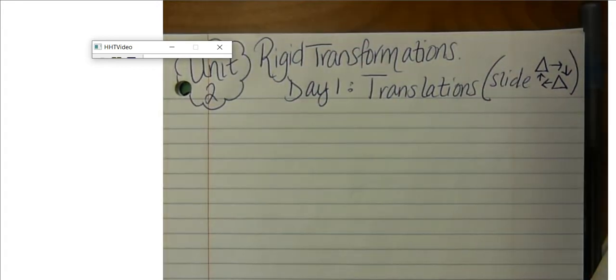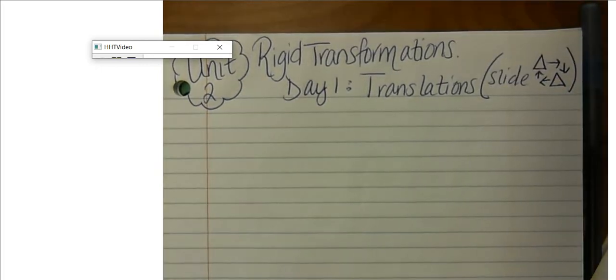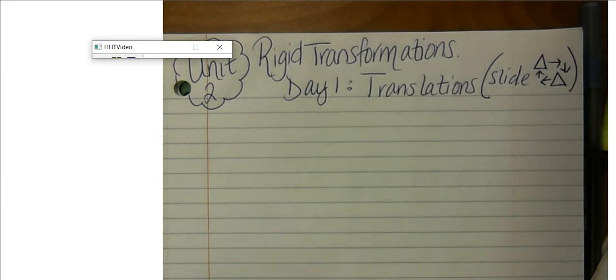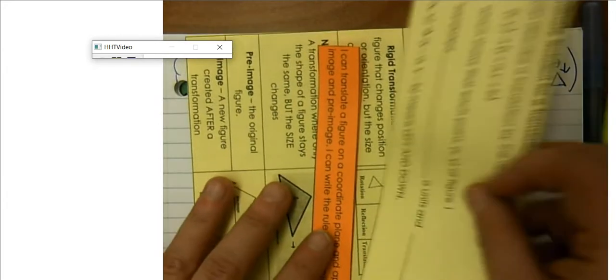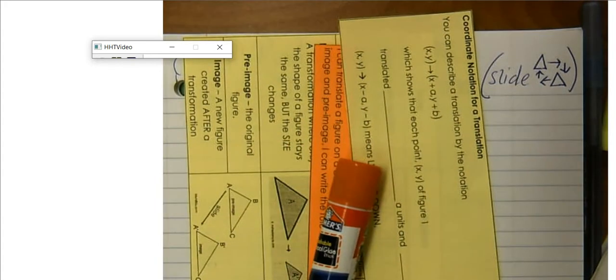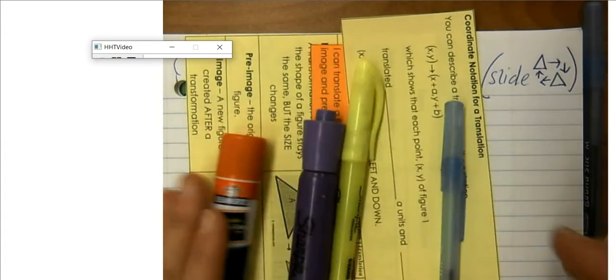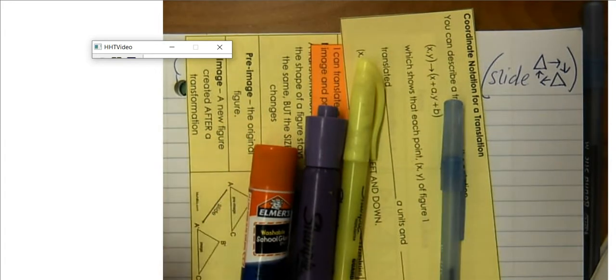And there are 3 different types of rigid transformations that we will be exploring in this unit. The first one is translations. So for today's lesson, I need you to make sure that you have the following materials. I need you to have all of your cutouts ready to go. I need you to have a glue stick and something to write with. And if it is possible, try to have some highlighters for color and emphasis in today's lesson.